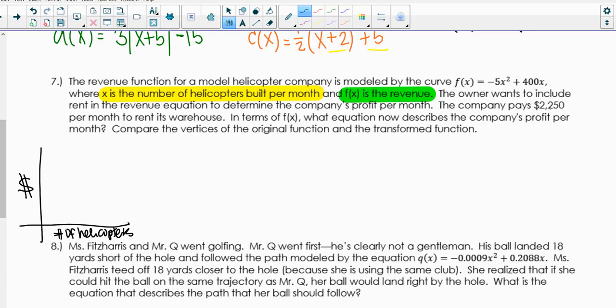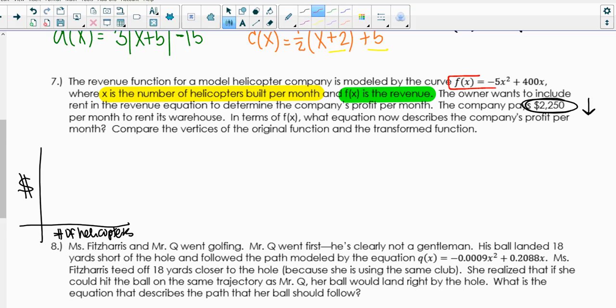So if this owner is going to pay $2,250 per month, then his revenue has to go down if he wants to include that. Okay, so his revenue will show a loss of $2,250 per month because that's money that would be going out of his pocket. So if you think about this, I'm going to go into more probably detail than we really need to, but I want to make sure you understand what's going on.